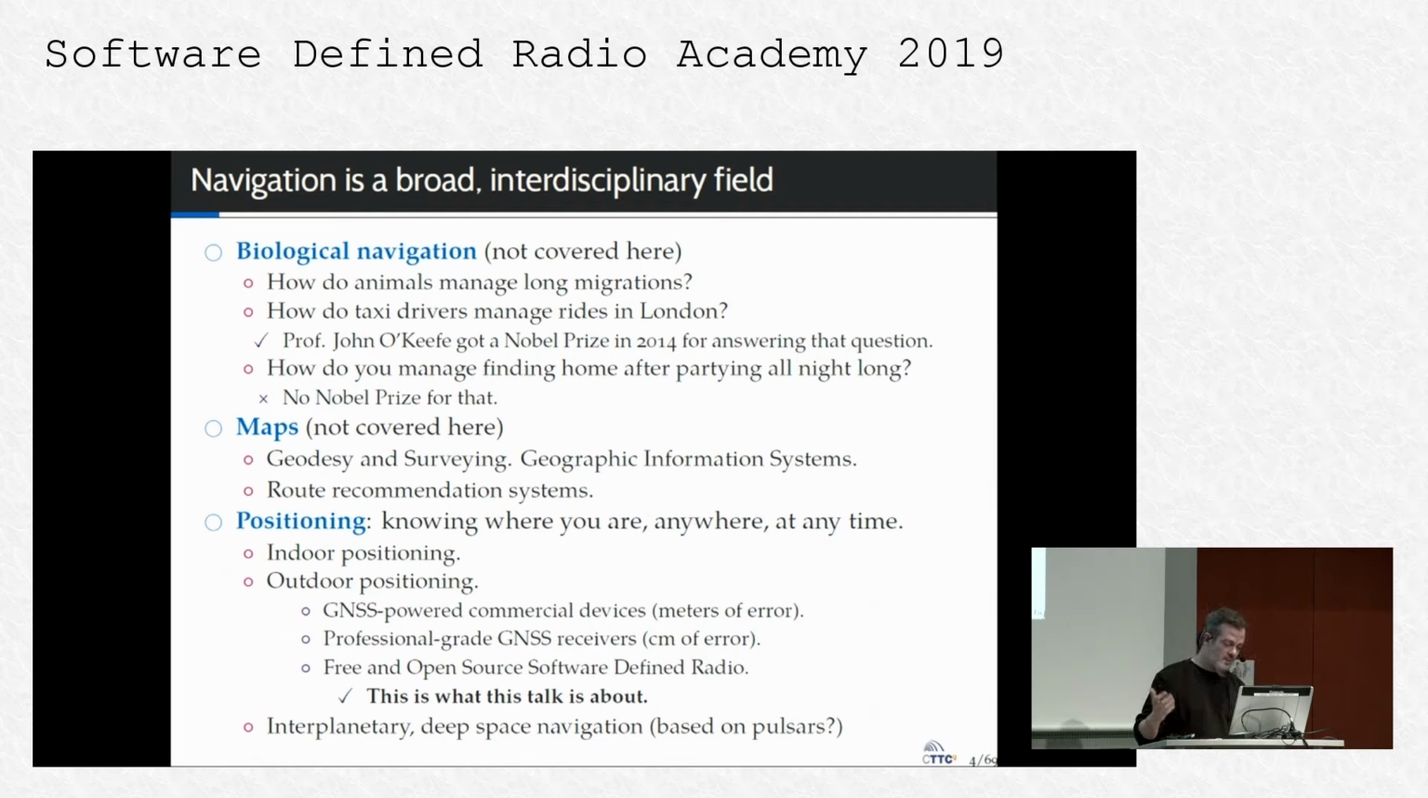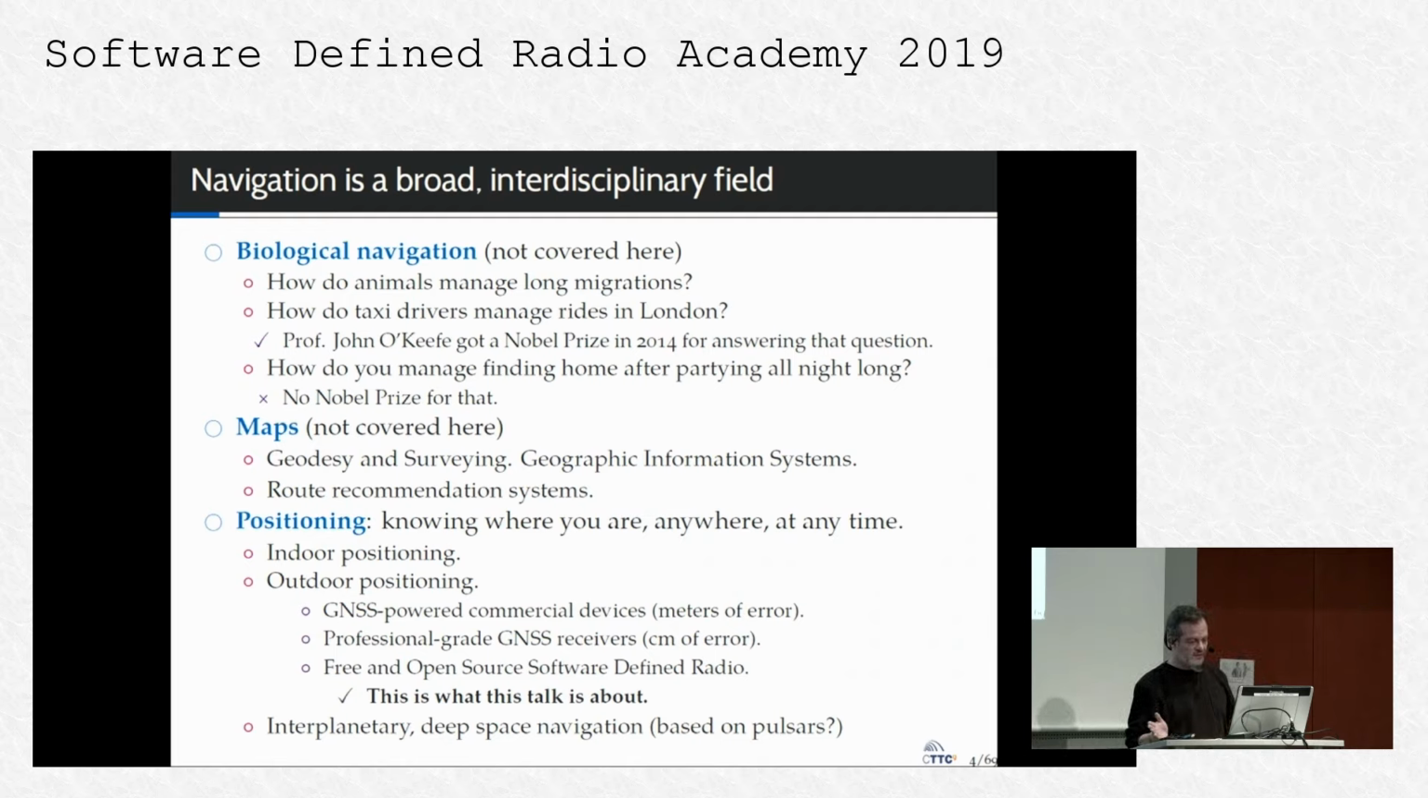Then we could talk about maps, which won't be covered here, but there has been a lot of evolution in geodesy and surveying and geographic information systems and so on, also in route recommendation systems. But today here we will talk about positioning, about knowing where you are, anywhere at any time. If you talk about indoor positioning, you can rely on different wireless communication systems or inertial measurement units for doing that. But in outdoor positioning, GNSS, which is Global Navigation Satellite Systems, are the technology of choice for that.